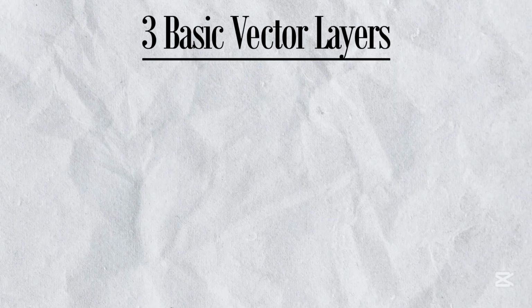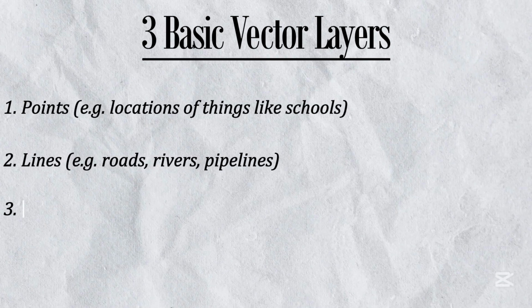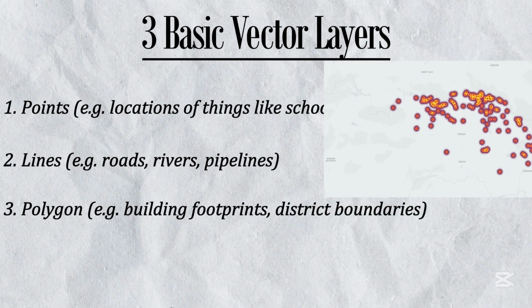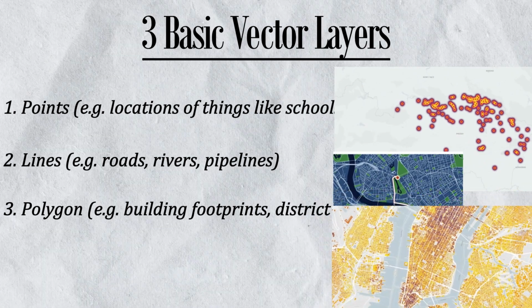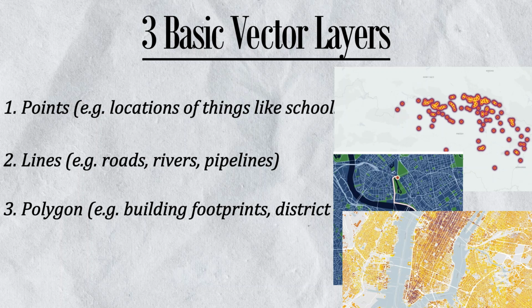In GIS, and by extension QGIS, there are three main basic vector geometry types that you'll be commonly working with. So we have the points, lines, polygons for location, roads, buildings, respectively. Now, these are the basic building blocks for representing real-world features in a vector layer.